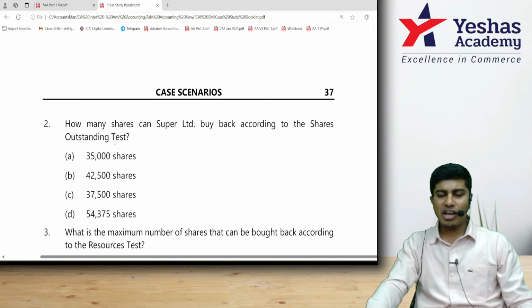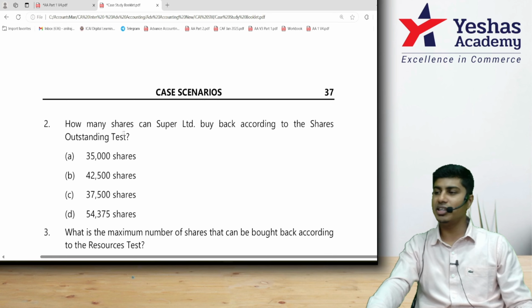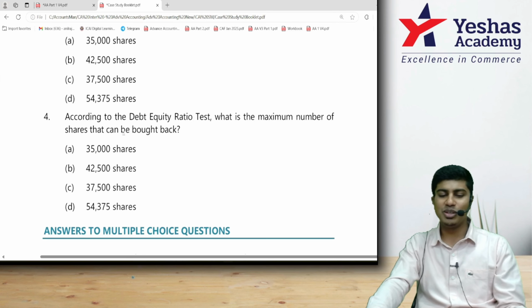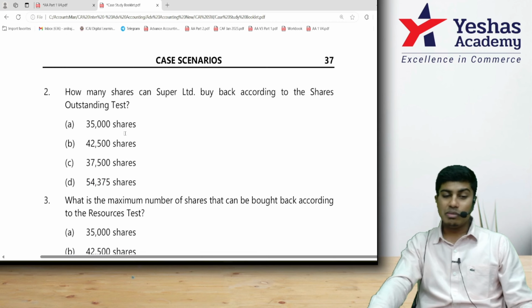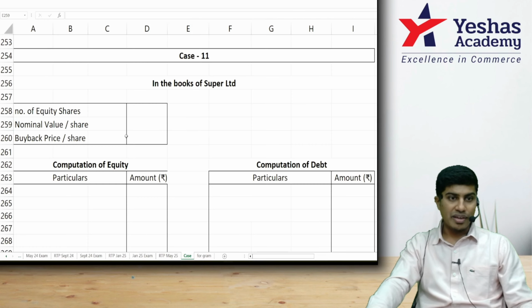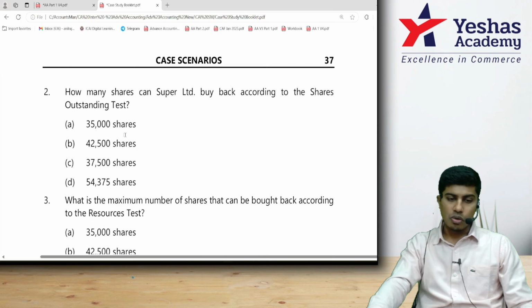Then the information that we have is how many shares. Basically they want us to do share outstanding test. The next one they want to do resource test. Third one they want to do debt equity ratio test. Remember, we will not be doing simultaneous linear equation like how they do in the study material. We have our approach. Now come to the question.